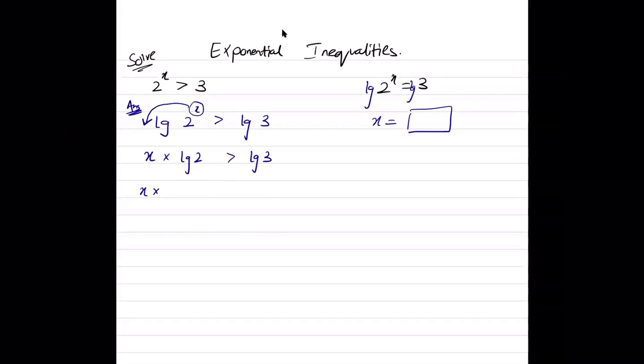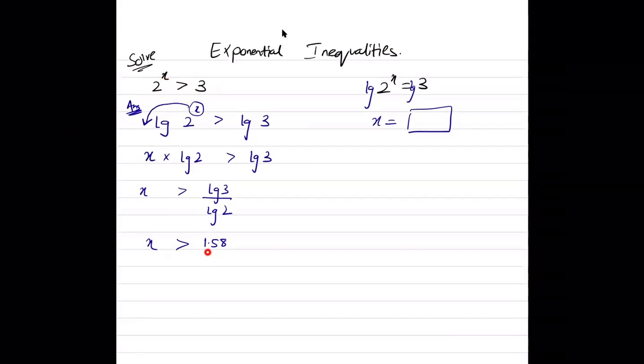So this is going to be lg3 divided by lg2, and if I solve this, I'm going to get lg3 over lg2, 1.5849, so 1.58, I believe. So x must be greater than 1.58 so that this holds true. If x is greater than 1.58, then only 2 raised to the power of 1.58 would be greater than 3.